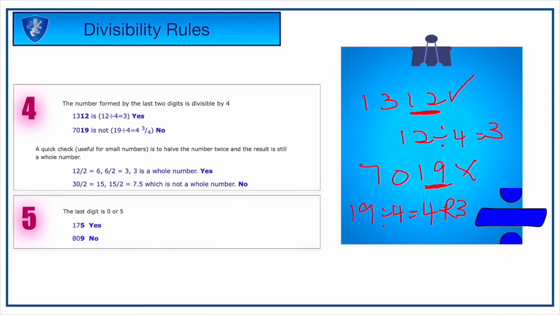Now, really, the test for 5 is very simple, because all you've got to look at is the last digit. If the last digit is 0 or 5, then it has passed the divisibility test. So that's straightforward. Now we're going to look at 6, for example.